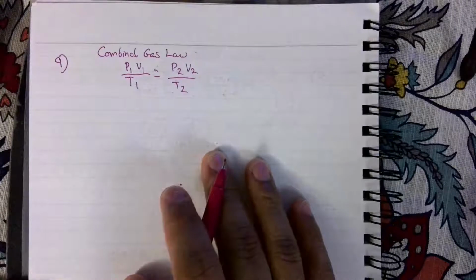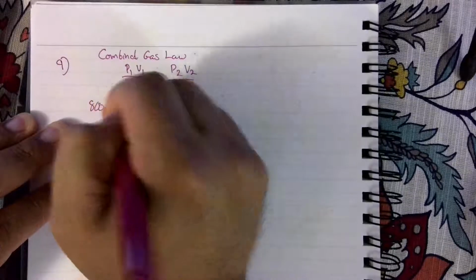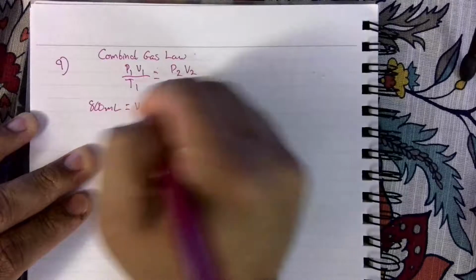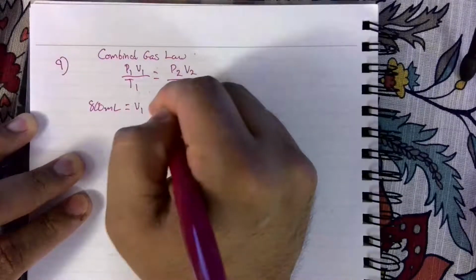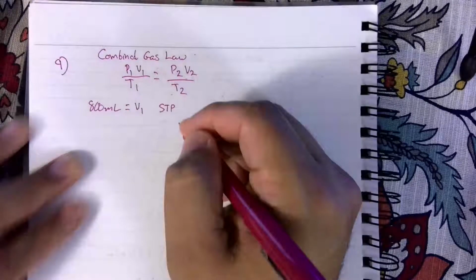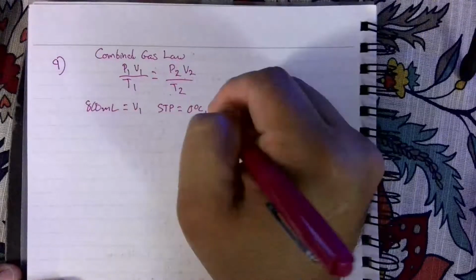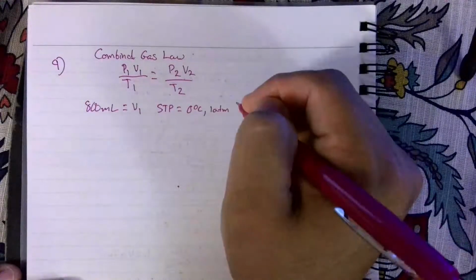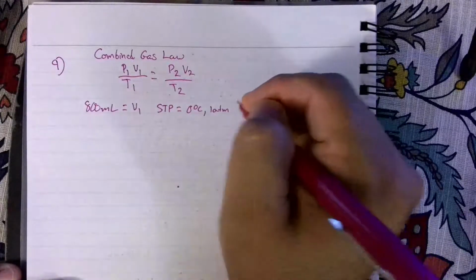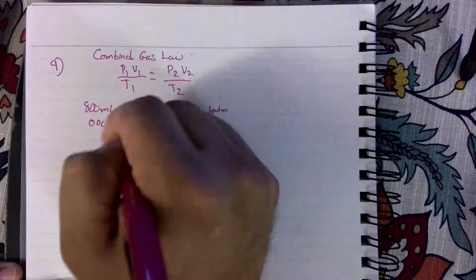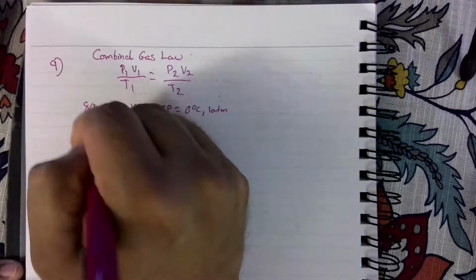So number 9 reads: an 800 ml sample of gas. We need to ask ourselves what unit that is. That's a volume, so that's volume 1 of gas, initially at STP. You need to remember what those letters mean. STP is equal to 0 degrees C all the time and 1 atmosphere. So that tells us some other numbers: our temperature 1 is 0 degrees C, and our pressure 1 is 1 atmosphere. That's what we're starting at.